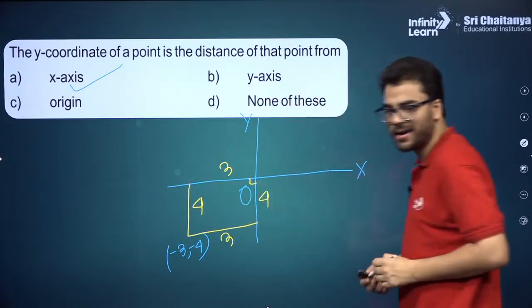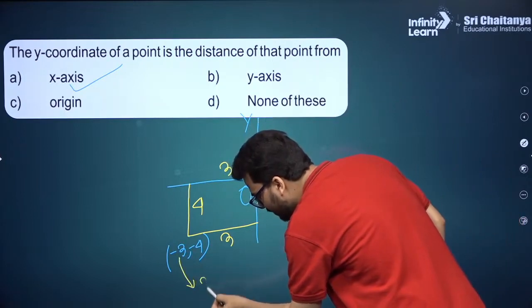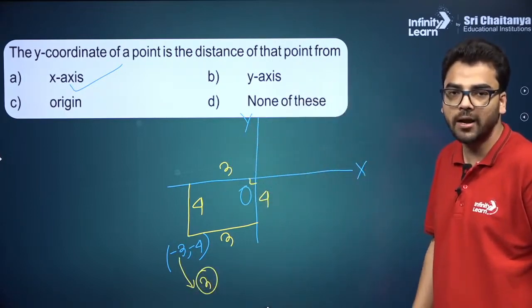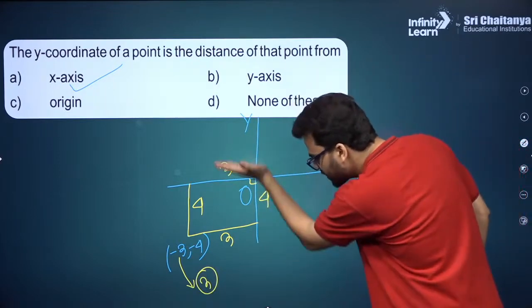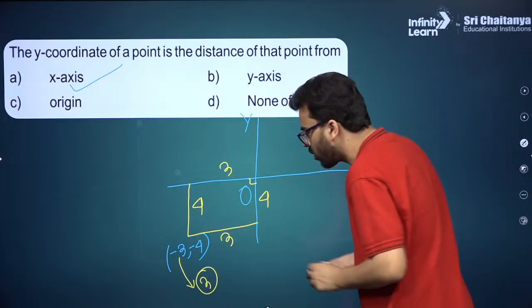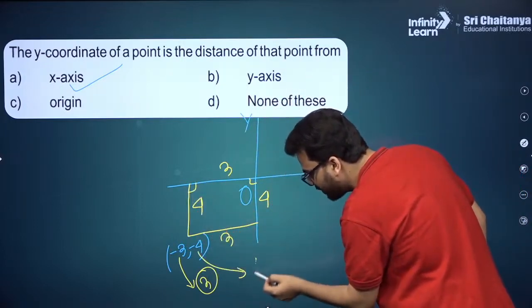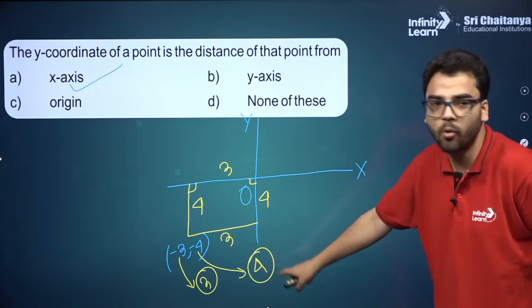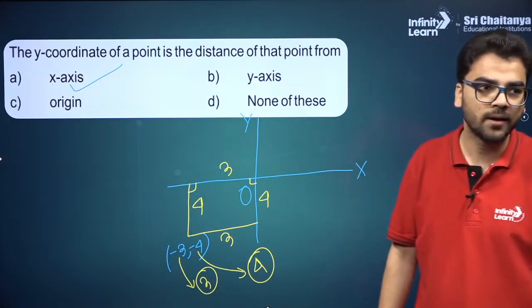So the perpendicular distance of this point from the y-axis is the positive value of its abscissa, or the positive value of the x coordinate. And the perpendicular distance from the x-axis is the positive value of the ordinate, or the positive value of the y coordinate. I hope it is clear to every student over here.